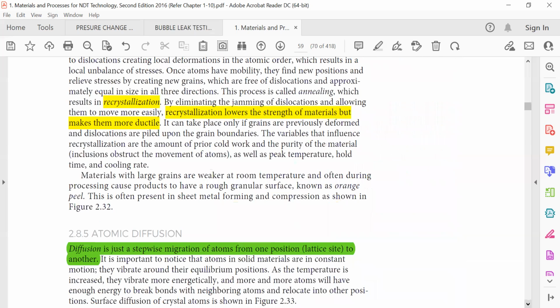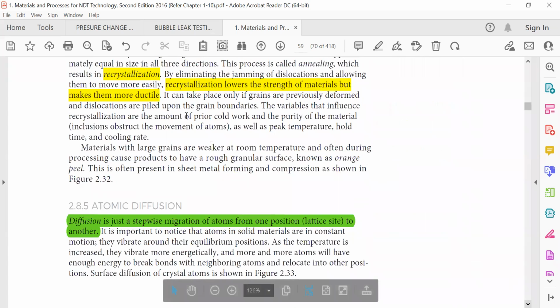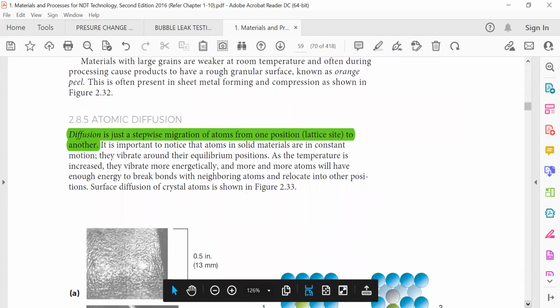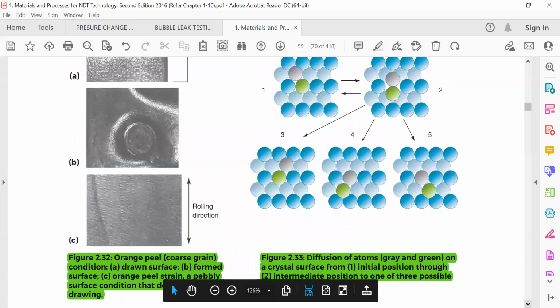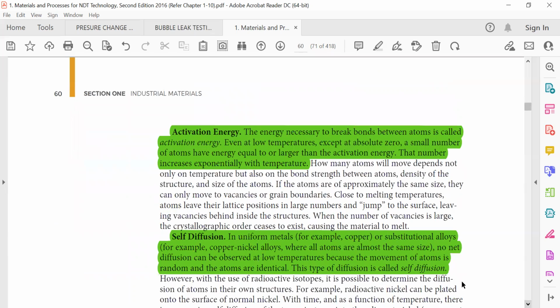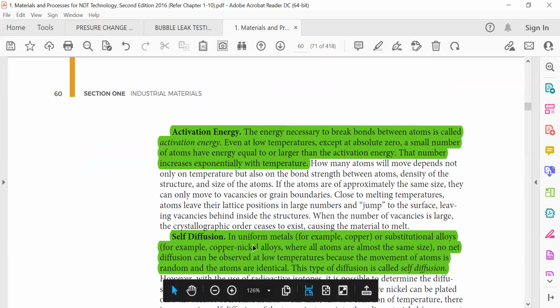Recrystallization. Recrystallization lowers the strength of material but makes it more ductile. Diffusion is just the stepwise migration of atoms from one lattice position to another. Self-diffusion, activation energy. Self-diffusion, copper nickel alloys. The movement of atoms is random and the atoms are identical. This type of diffusion is called self-diffusion.